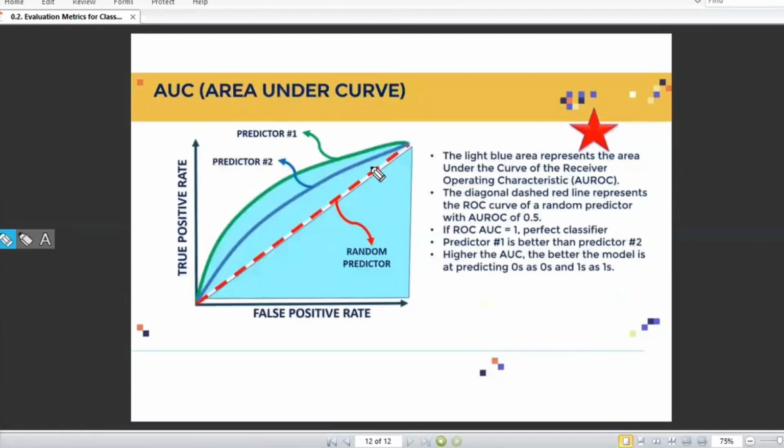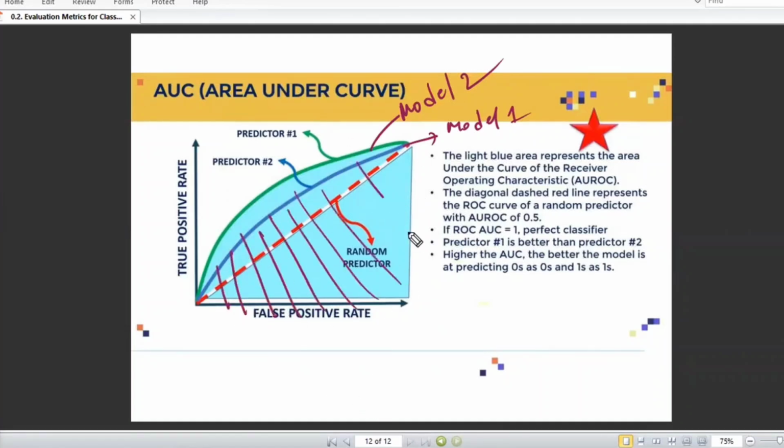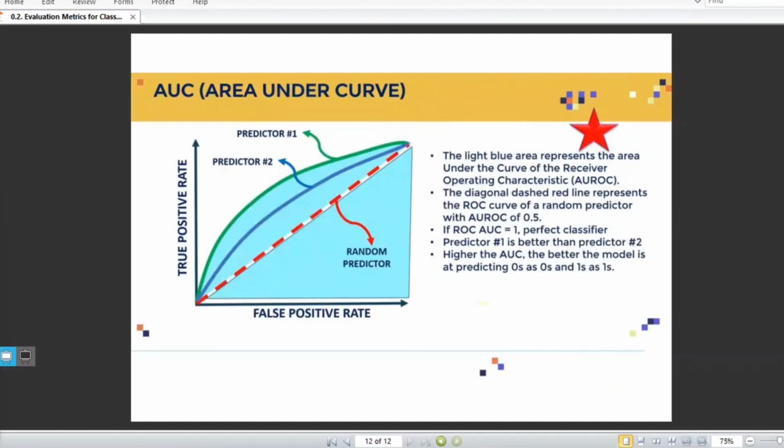So for example, blue is model number 1, machine learning algorithm 1. This is machine learning algorithm 2 or model number 2. Within the same algorithm, you have done the hyperparameter tuning and you have got model number 2. Now, which is having more area? Blue line or green line? So green is the best one. The higher the ROC, the higher the AUC, the better the model.